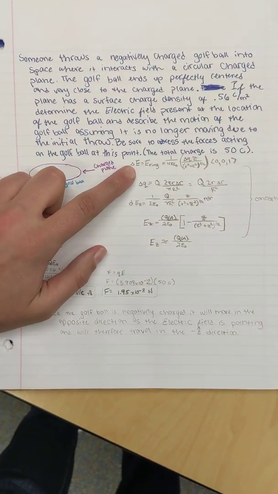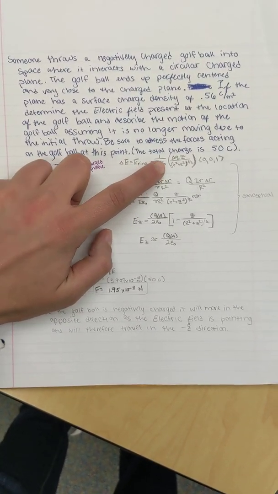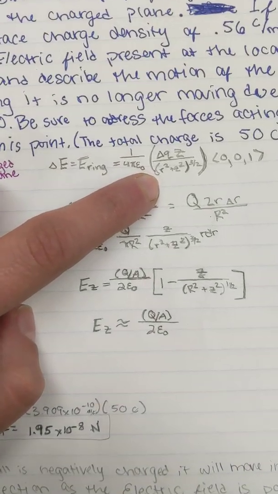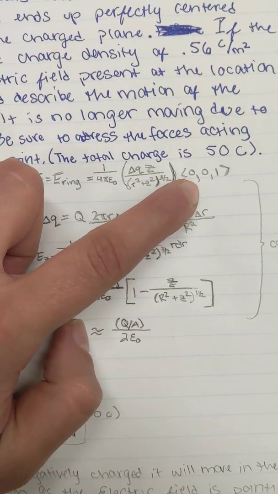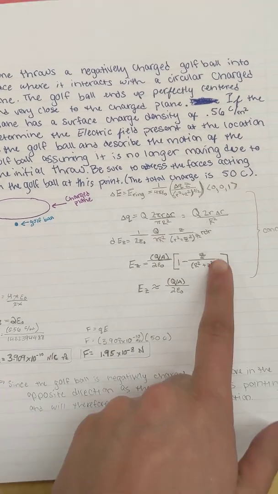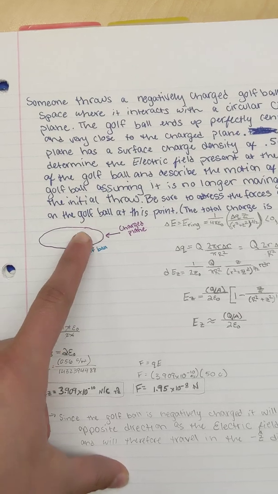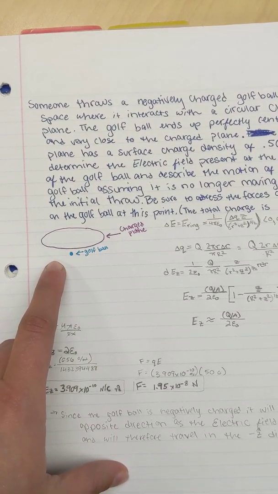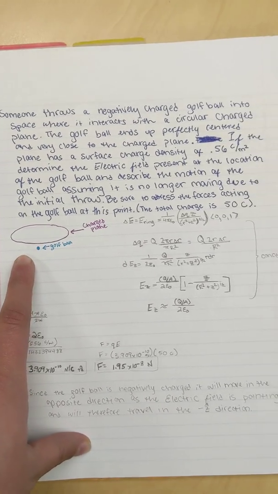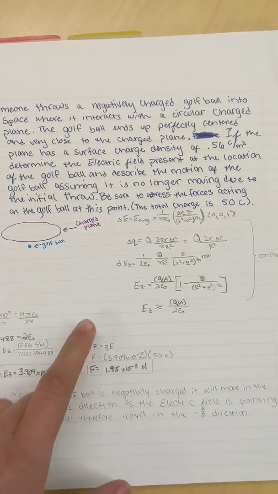I have the electric field due to the ring is equal to 1 over 4 pi epsilon naught times delta q z over (r squared plus z squared) to the 3/2 times this (0, 0, 1) unit vector. The reason why we have this oriented in the z direction is because this plane is oriented in the xy direction as shown here in the photo, and because of this we only expect a contribution of the electric field in the z hat direction, which is perpendicular to the xy.